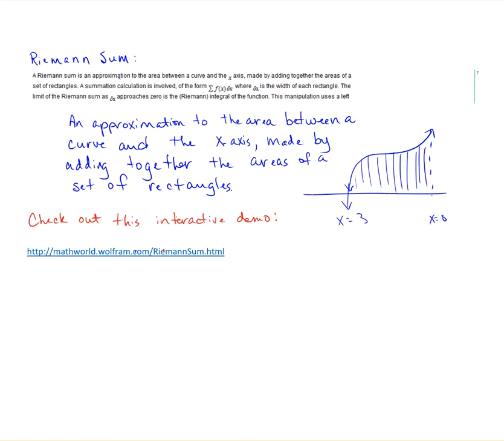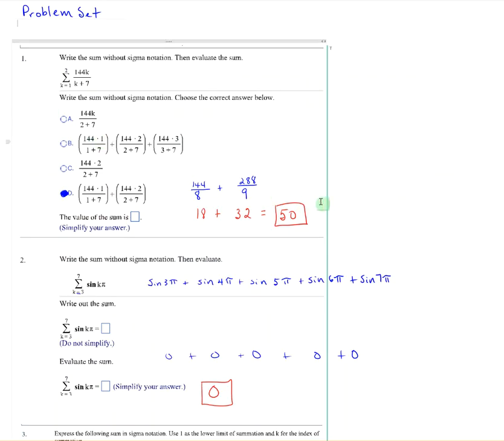All right, so let's go look at our problem set. A lot of this is just straight calculation. It's not too bad. Write the sum without sigma notation. So you've got this, and it's saying, what does that actually mean? Well, this means from 1 to 2, write this. So we have 144 times 1 over 1 plus 7, plus 144 times 2 over 2 plus 7. If you simplified it, you would get that. And then it asks you for the value of the sum, and you could do that on your calculator and get 50.